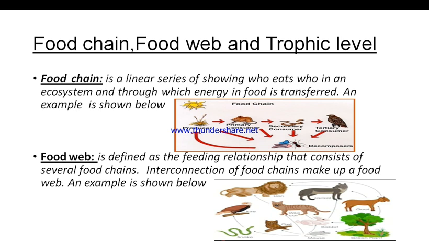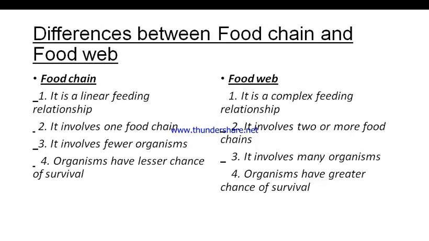Let's go to the food web. The food web is defined as the feeding relationship that consists of different food chains, meaning it has more than two food chains. As you can see from the diagram, we have more than two food chains in this food web, and they are interconnected. There are a lot more organisms involved in the food web than in the food chain. Before we go any further, let's look at the differences between the two.